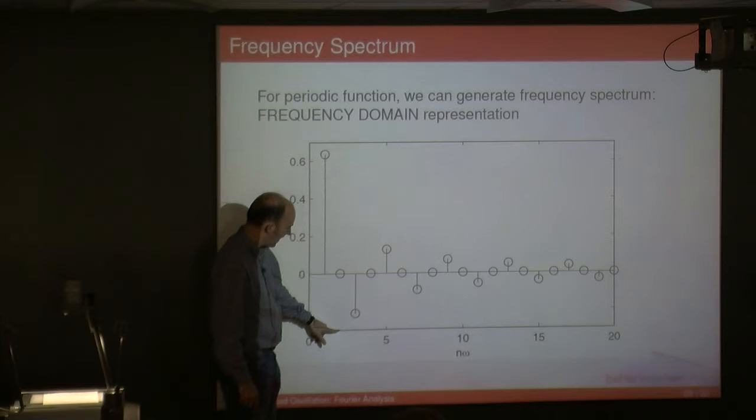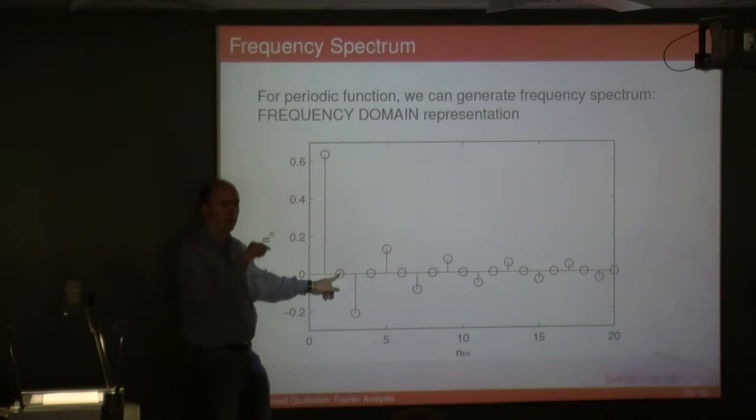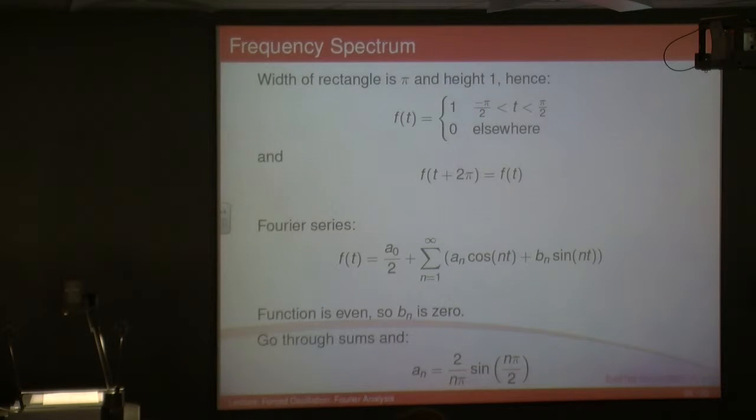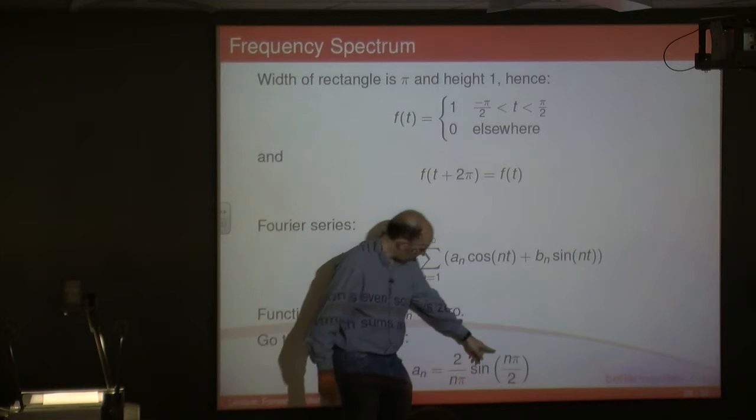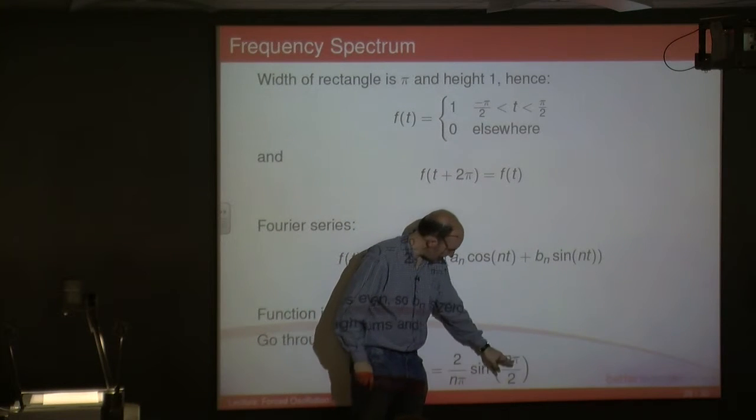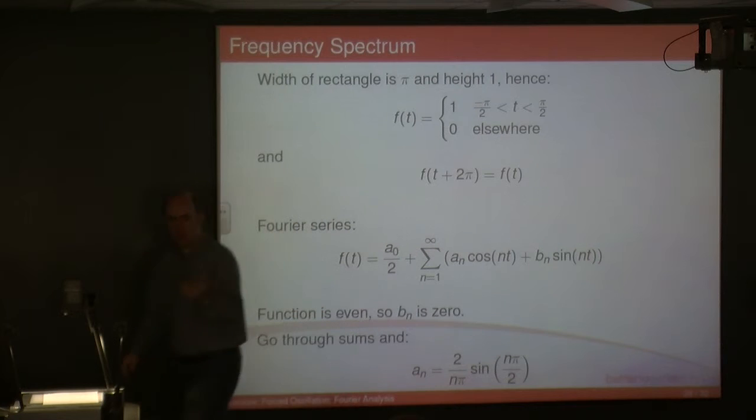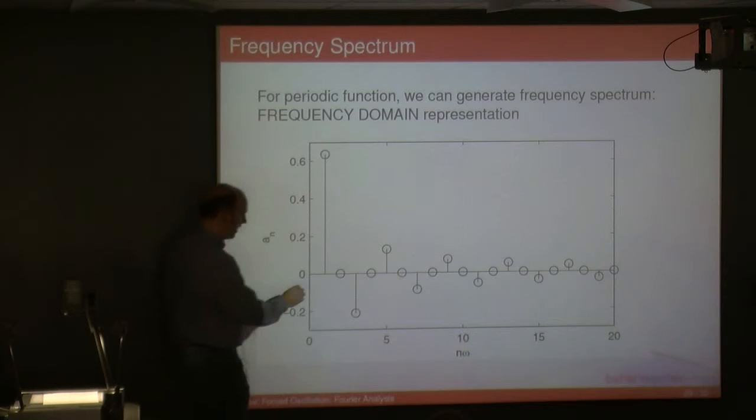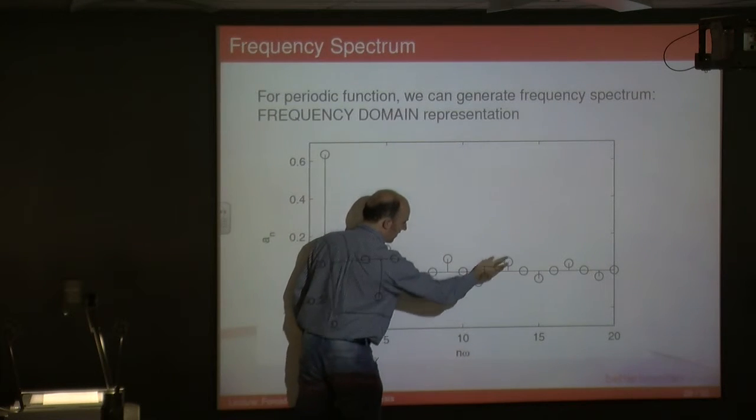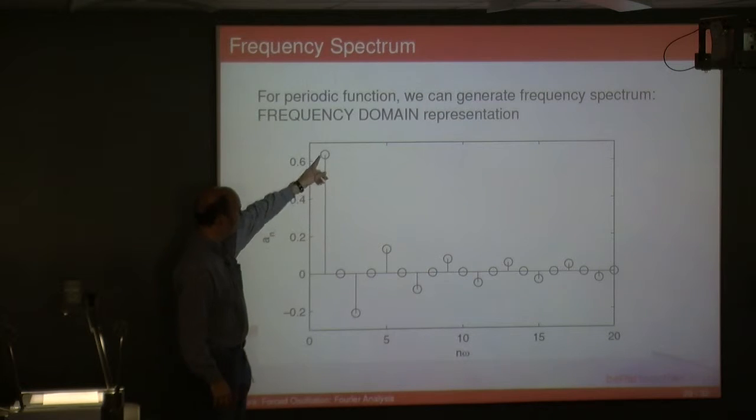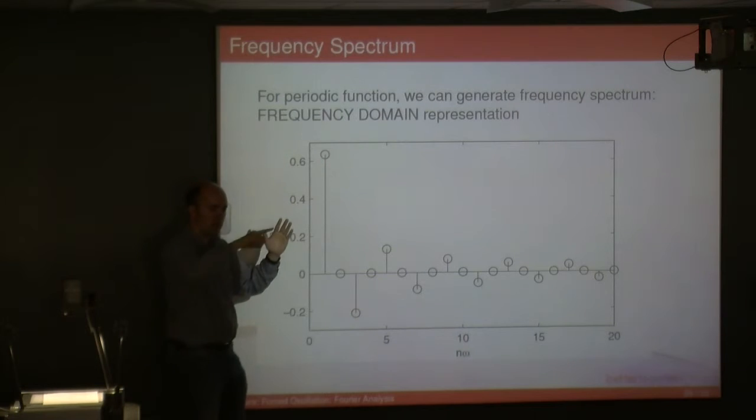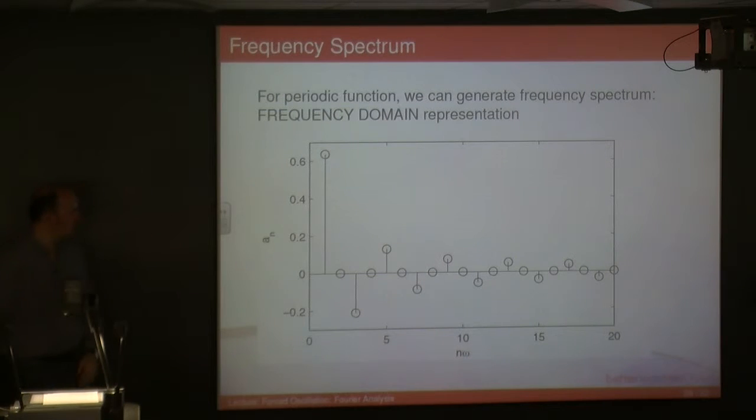Obviously, when n is 2, omega 2, I get 0, because if you remember it was n pi upon 2. When n is 2, I get 2 pi upon 2. Obviously that's sine of pi is 0. So when n is even, we actually end up with 0. But obviously when n is 1 and 3 and 5 and 7 and 9 and 11 and so on, we get a value. And this is, like I said, basically the strength of that frequency that's playing a part in putting together your square wave function in terms of a Fourier series.